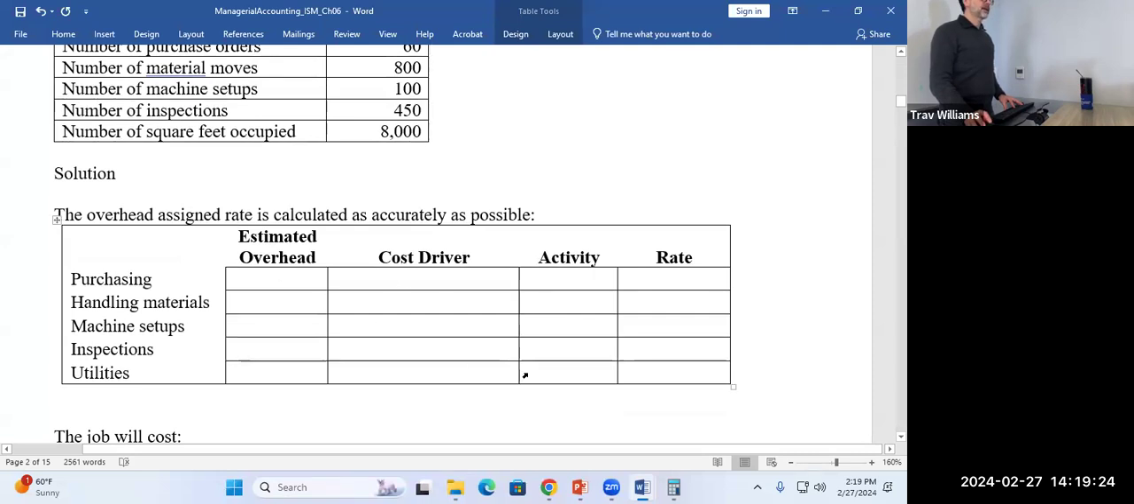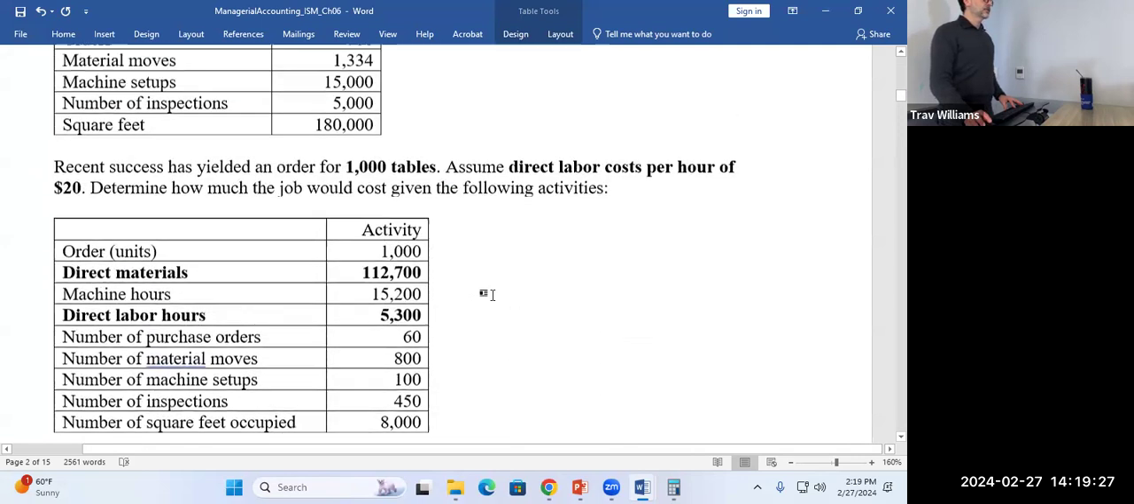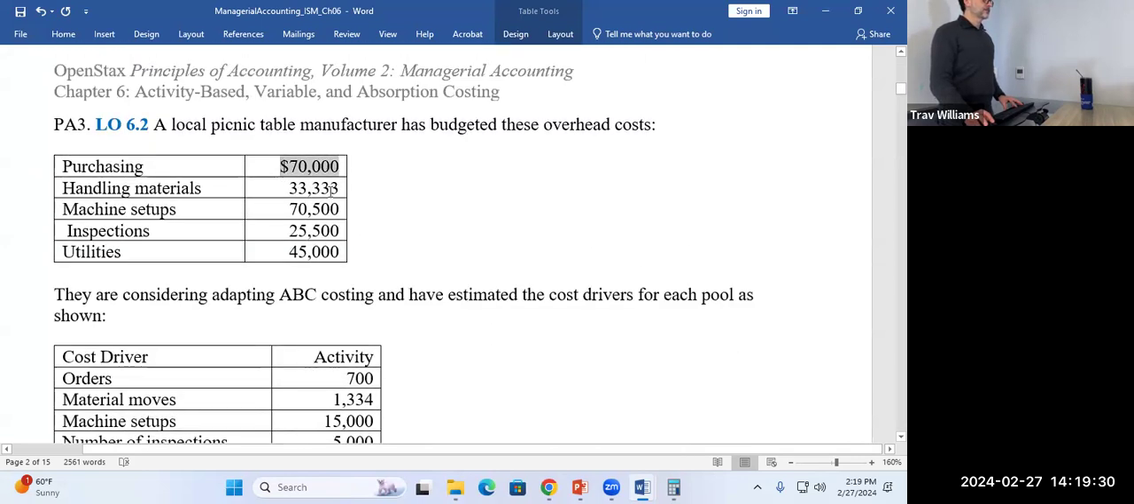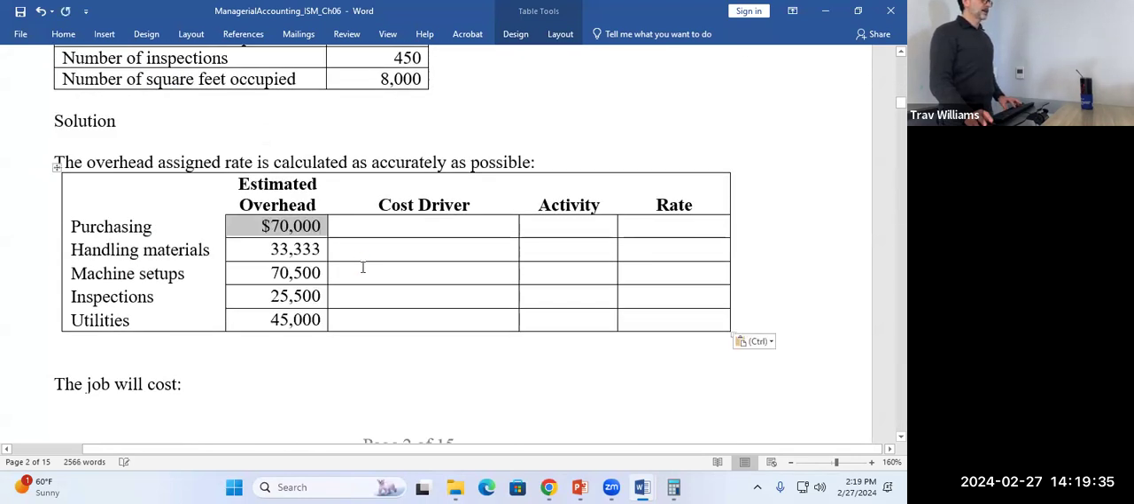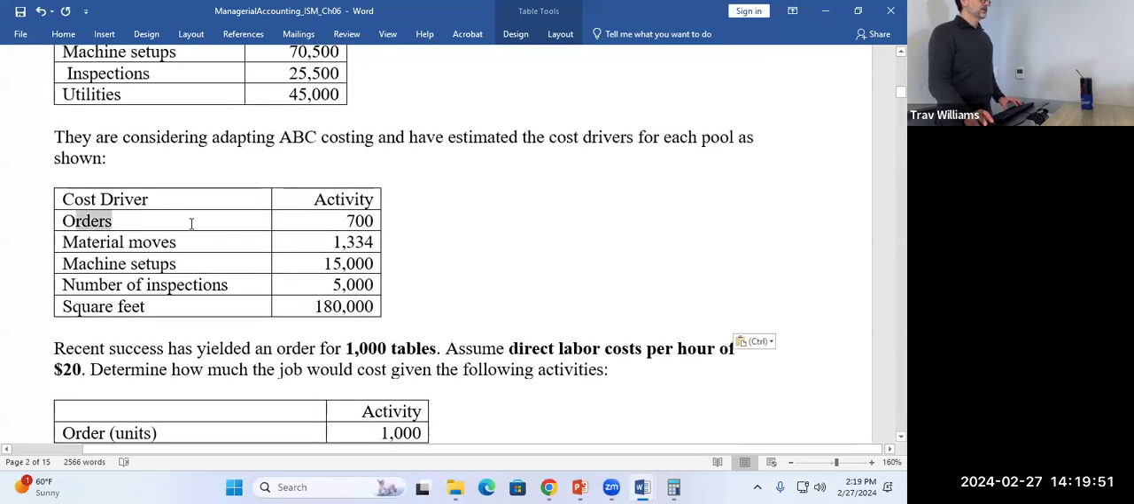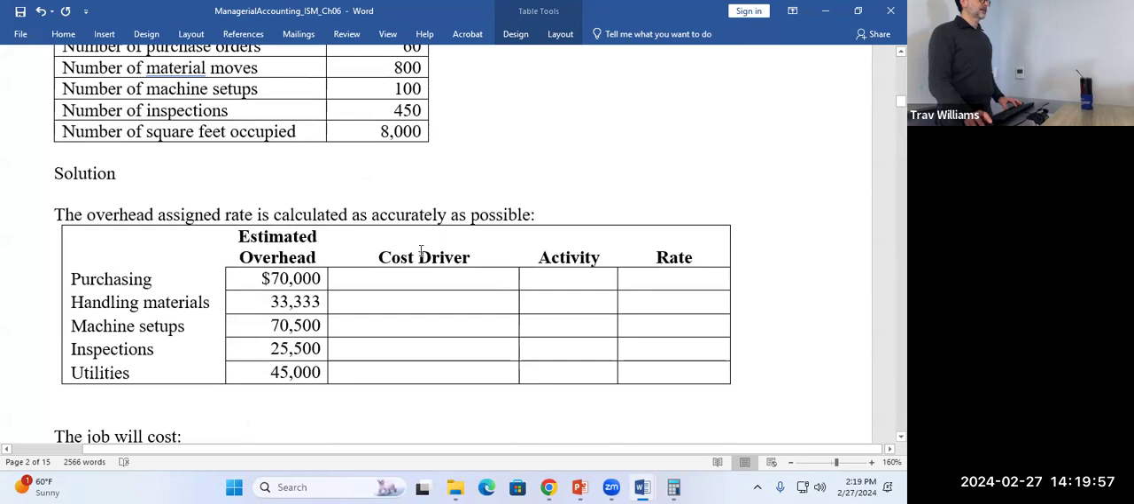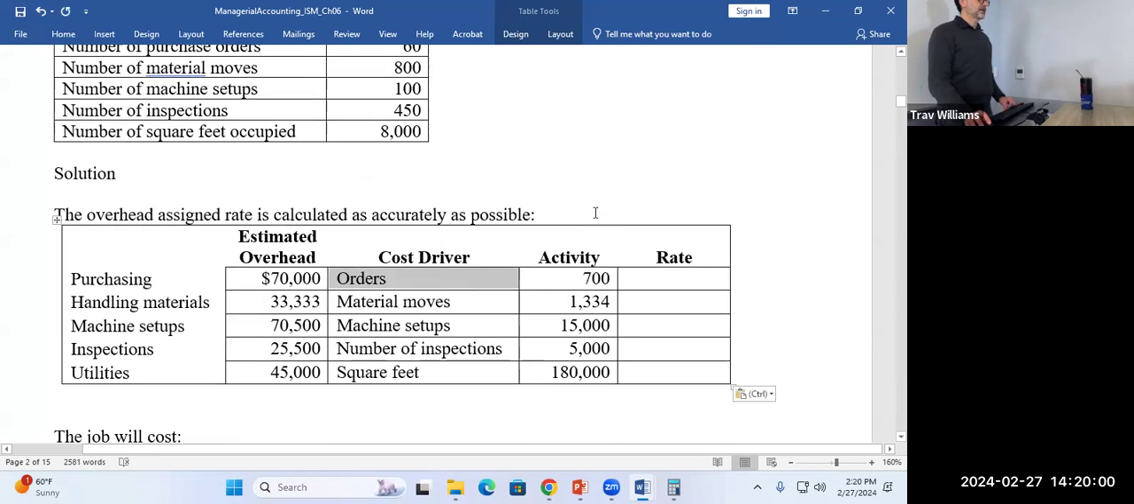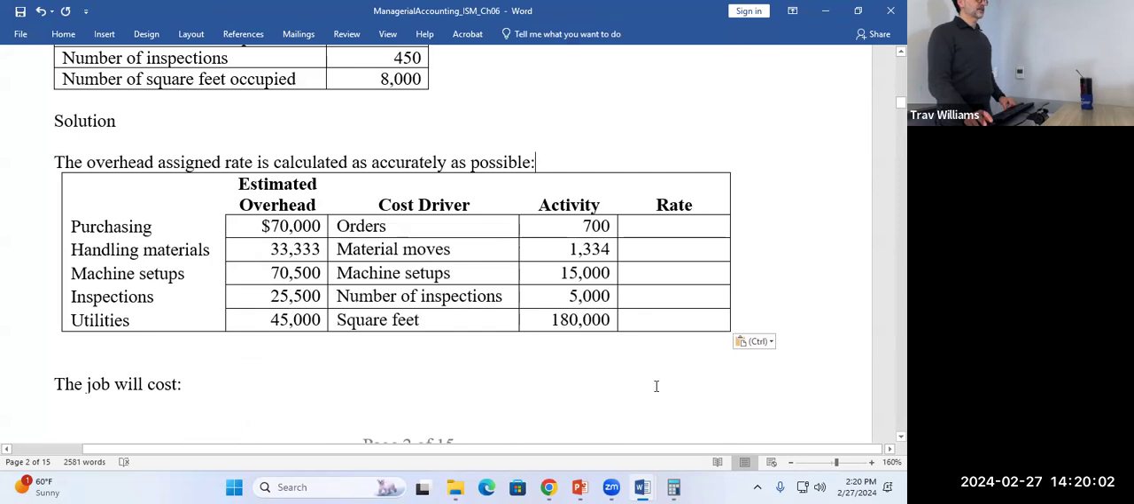Well, we start with taking our estimated overhead, which we can get from the first table. These are the 5 different overhead cost pools, and I'm just going to copy and paste to save a little time. Then we will put in the different cost drivers and the activities associated with them. That is from the second table. So again, I'm just going to copy and paste these 5 different drivers and activity amounts. So we end up with this.